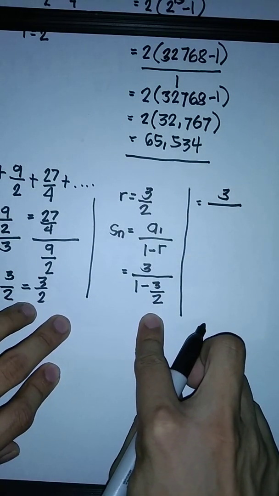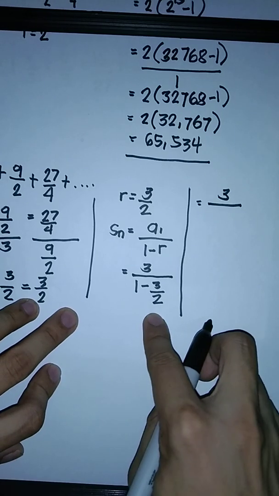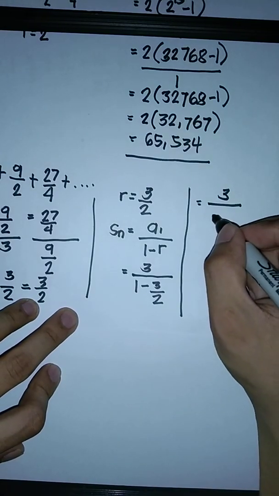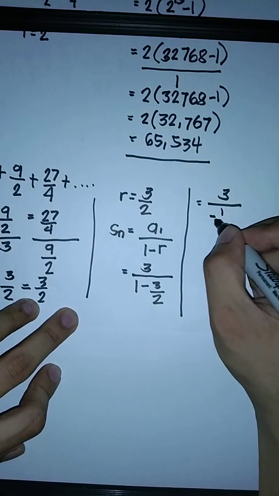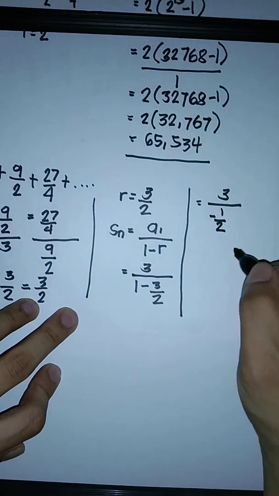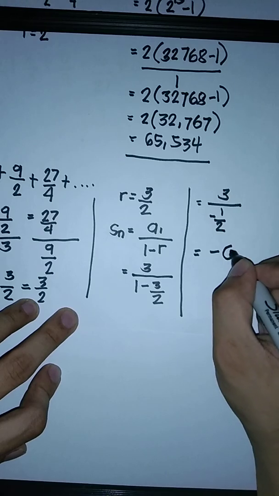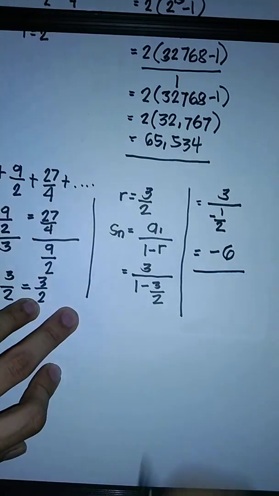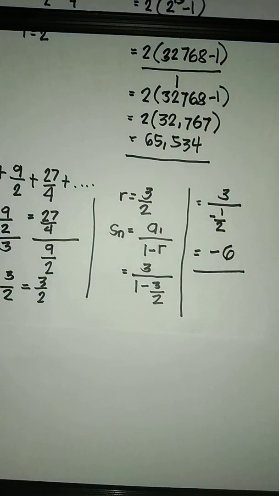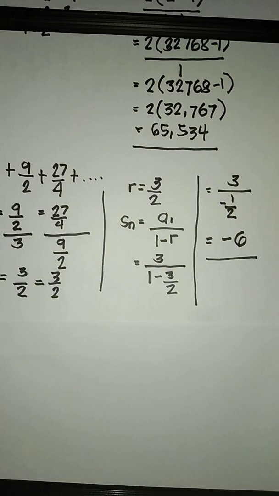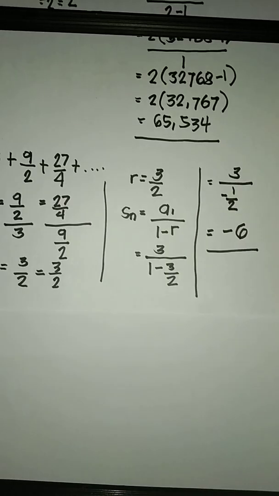Kakaroon na lang tayo ng negative 1 half. And 3 divided by negative 1 half, we will have negative 6. And that is our final answer for the infinite term number 2. Okay.